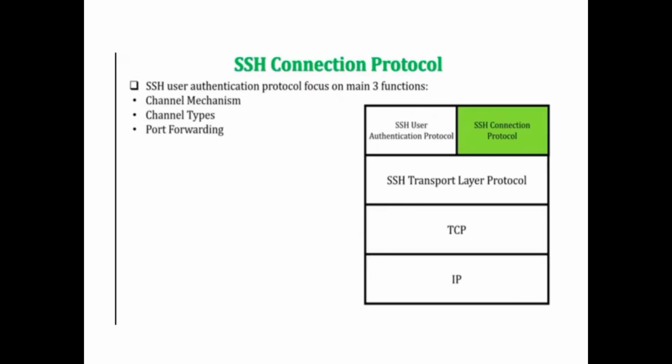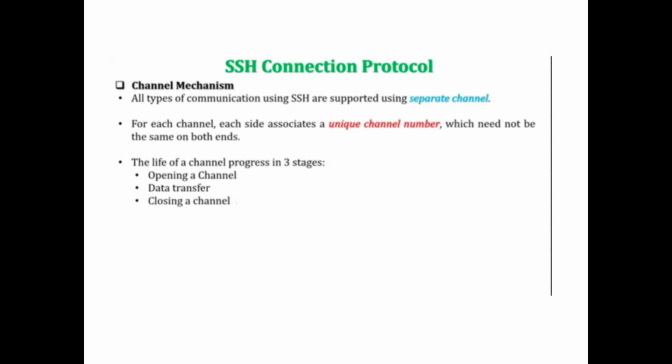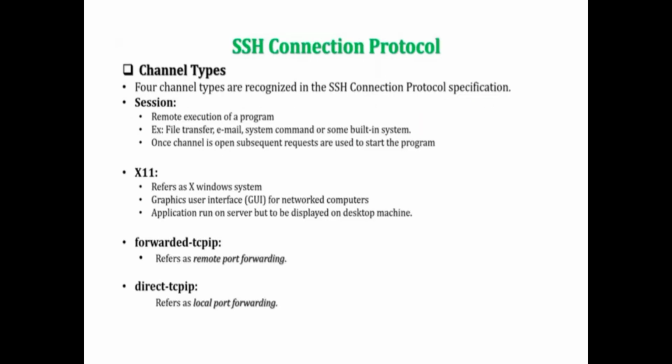Next, let us see the SSH connection protocol. It focuses on three main functions: channel mechanism, channel types, and port forwarding. And this is the diagram of the connection protocol. Channel mechanism. All types of communication using SSH are supported using separate channels. For each channel, each side associates a unique channel number, which need not be the same at both ends. The life of a channel progresses in three stages: opening a channel, data transfer, and closing a channel.